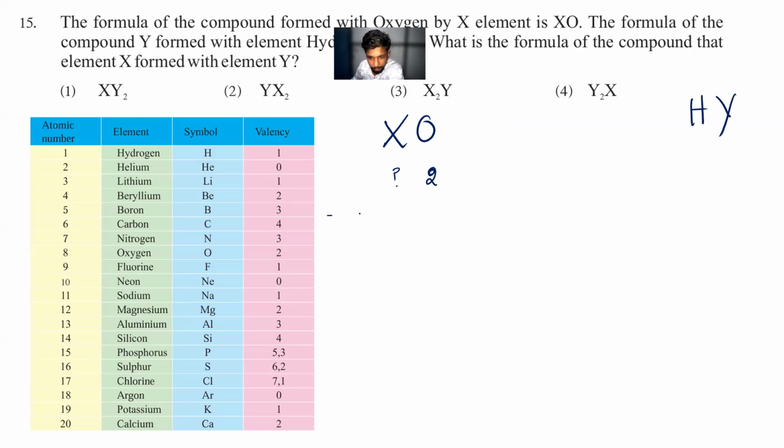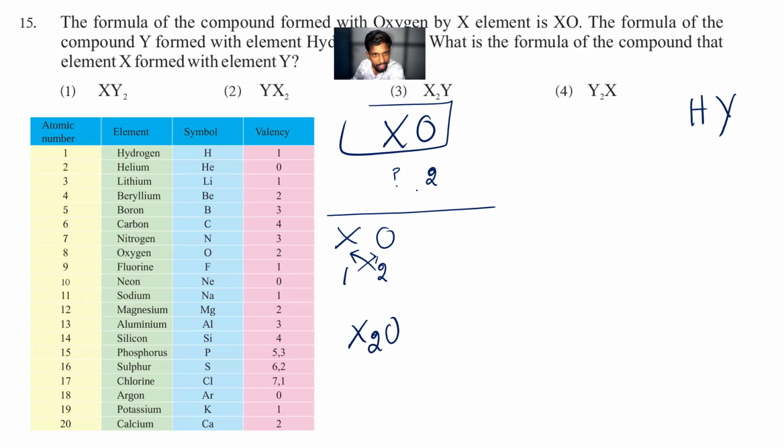First of all, we'll put 1 for the X, since we don't know the valency. So we got the answer X2O, but we want the answer XO. Here finally we got X2O, so this method is wrong. We'll move to the next one.